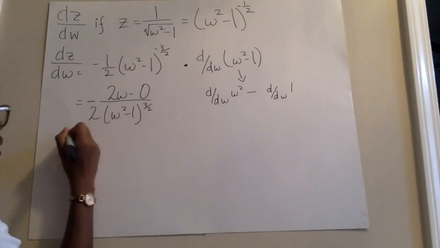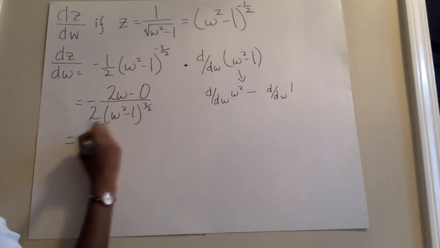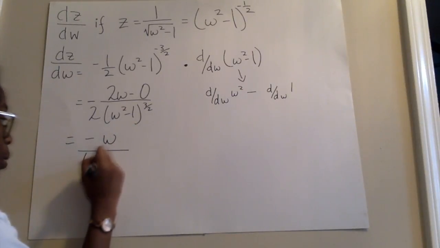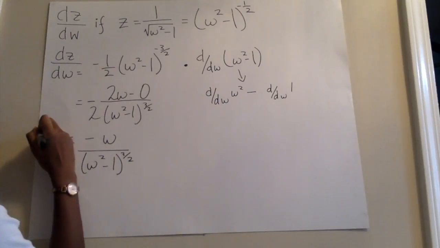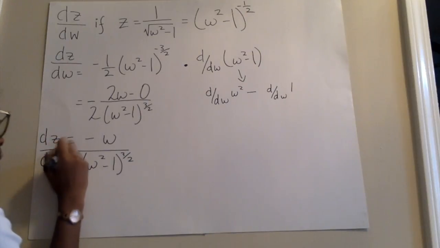So here we're just going to simplify from this point on. So your final answer will be negative w over w squared minus 1 to the 3 halves is equal to dz over dw.